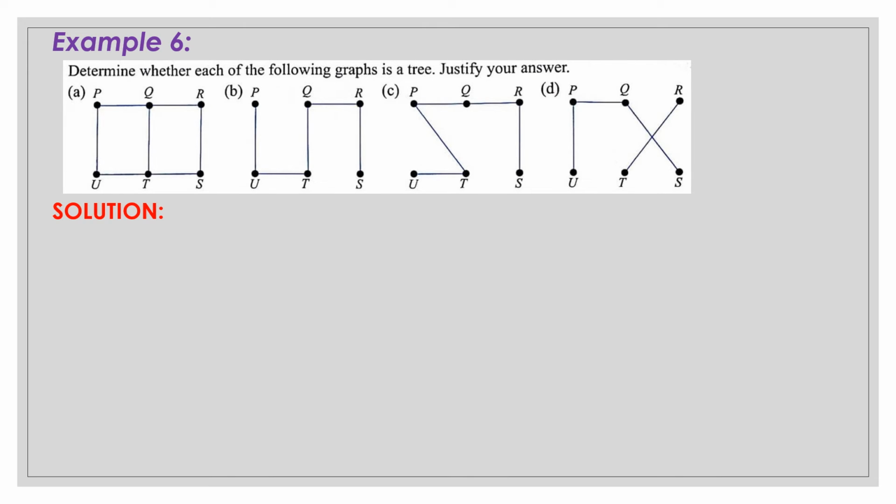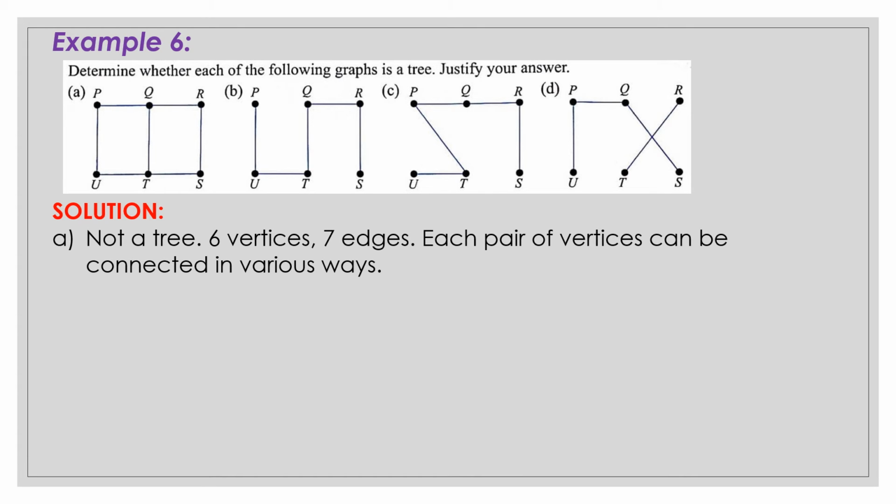For this example, we try to determine whether each of the following graphs is a tree or not, and then justify your answer. So we look at the first one. This is not a tree. Why? Because you have 6 vertices and 7 edges.